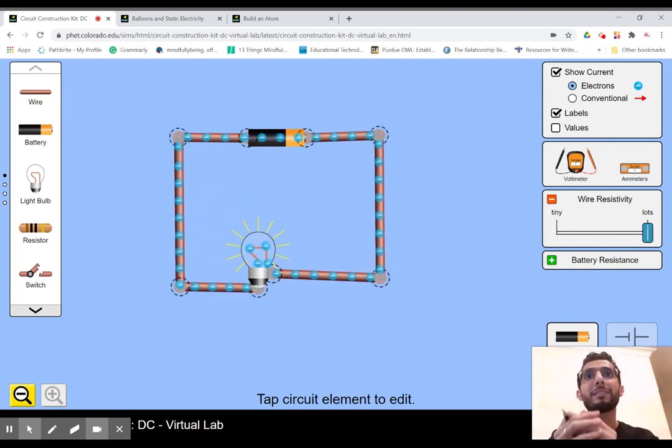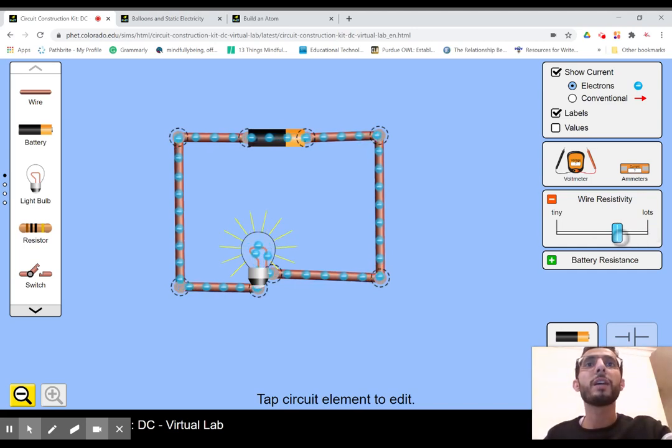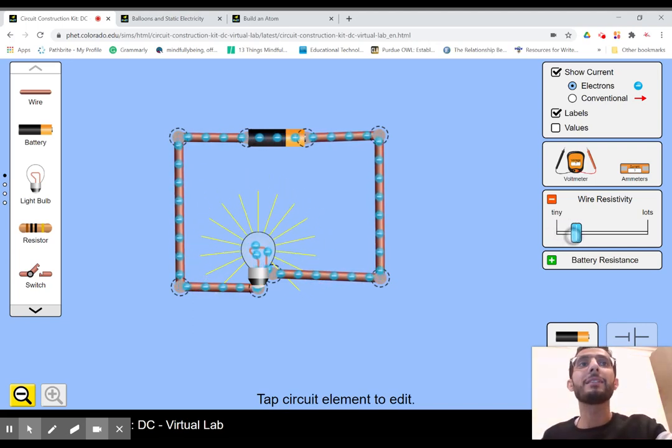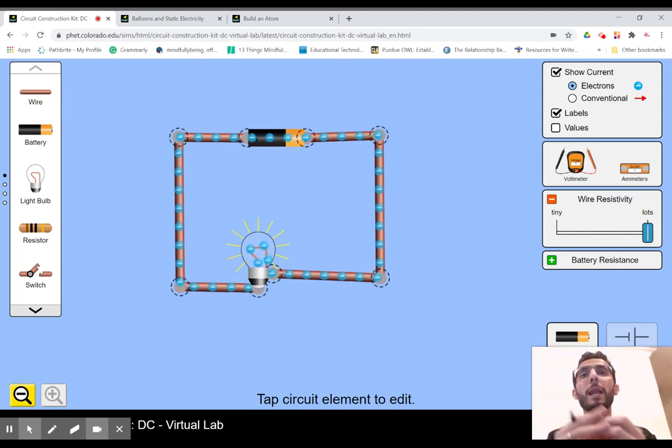The speed will be less. If I reduce the resistance, the electrons will move faster. And when the electrons move faster, when the resistance is less, the light will be bright. But when I increase the resistance, as you can see here of the wires, the light bulb will be less bright and the electrons will move less freely.